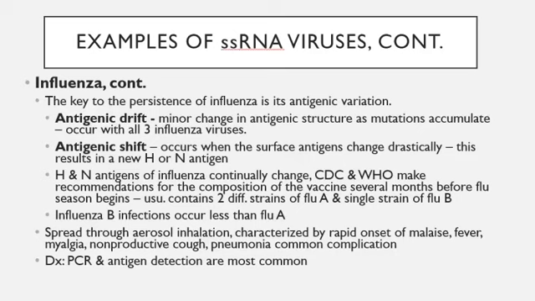The CDC and the WHO make recommendations on the composition of the vaccine several months before the flu season begins, usually containing 2 different strains of flu A and a single strain of flu B. Influenza B infections occur less than flu A. Basically, the CDC and the WHO use the information and statistics that they have to come up with the best vaccine they can to help ward off the influenza strain that's most likely coming.